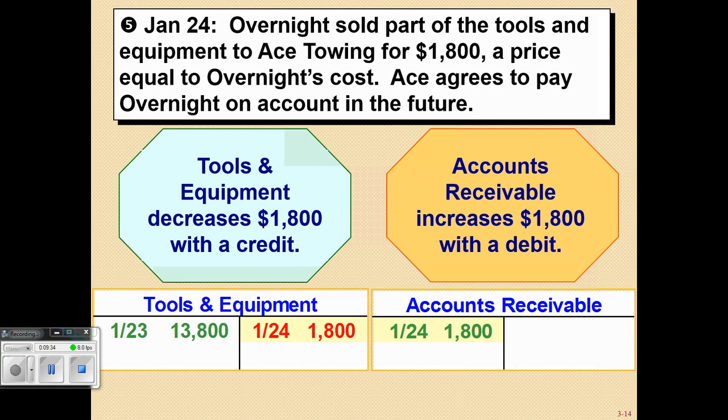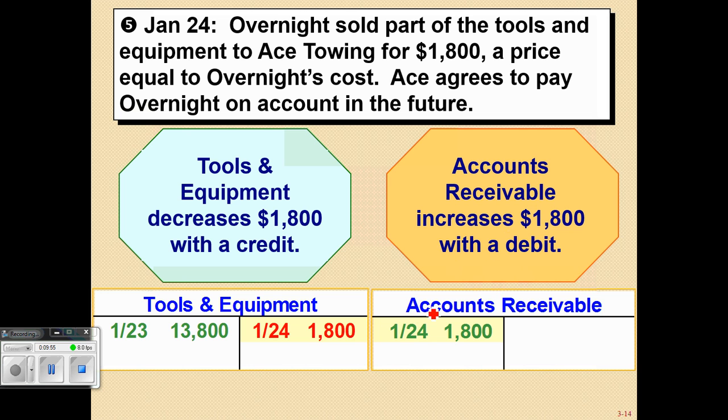Remember, the next transaction is I sold some of the equipment to somebody else because I found that I bought too much. Notice my tools and equipment goes down by $1,800, so that is a credit. And notice my accounts receivable, which is also an asset, so somebody owes me some money, goes up. So to get accounts receivable, an asset, to go up, I need to debit it.